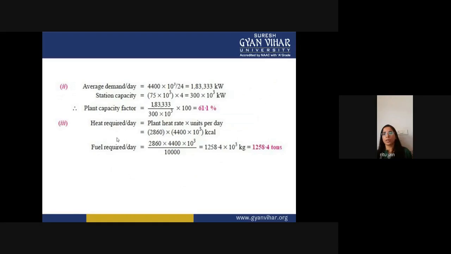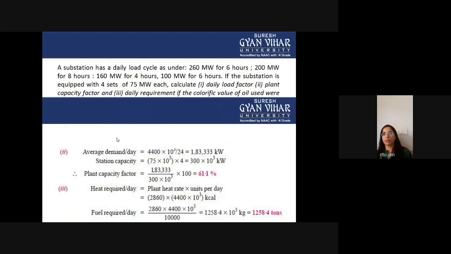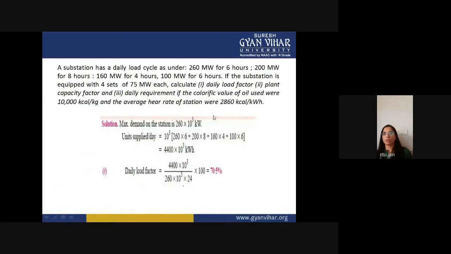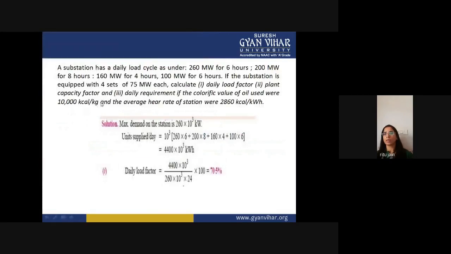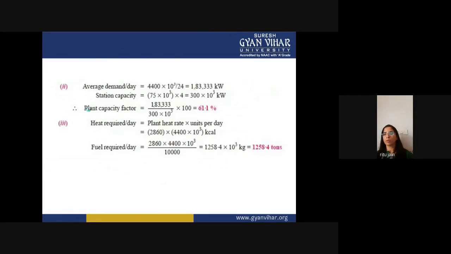Now, the next point is the heat required per day. The heat required per day can be calculated since the calorific value is also given. This is equal to 2860 into 4,400 into 10 to the power 3, which is the average load, and this is the plant heat rate. So this is the heat required, in kilocalorie. If you want to calculate the fuel, you have to divide this heat by the calorific value of the fuel, 10,000 kilocalorie per kilogram, and you will get the fuel required in kilogram.